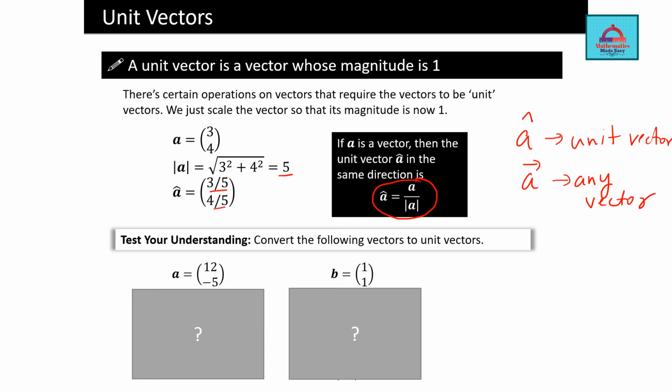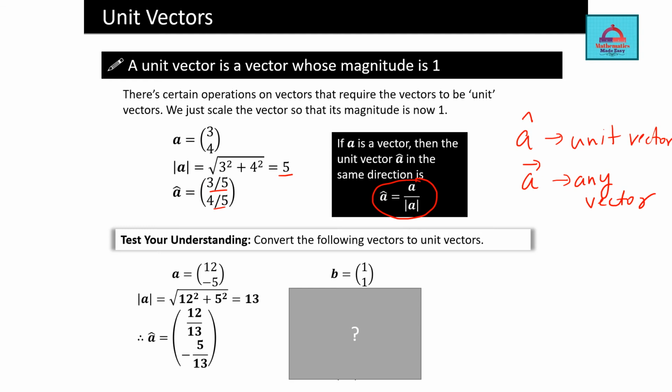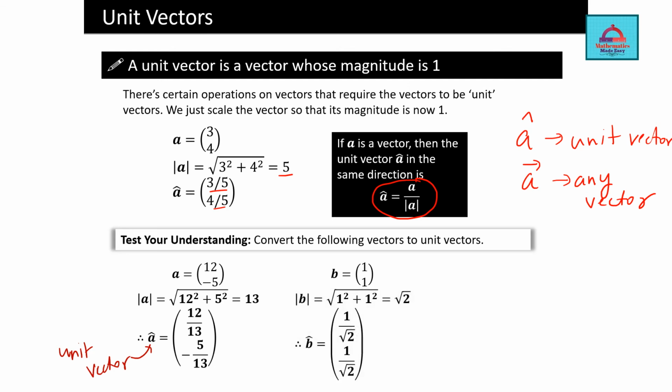So let's check your understanding now. Here a vector is (12, minus 5). So find its magnitude and divide by that. So divide by 13 and get your unit vector. So this a cap is your unit vector. Now what's the magnitude of this? Please find it. 1 squared plus 1 squared is square root 2. So divide by square root of 2 and you get your unit vector b. That's how you solve.